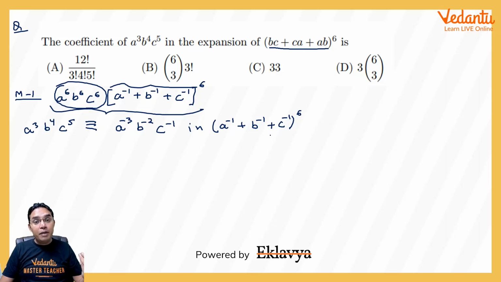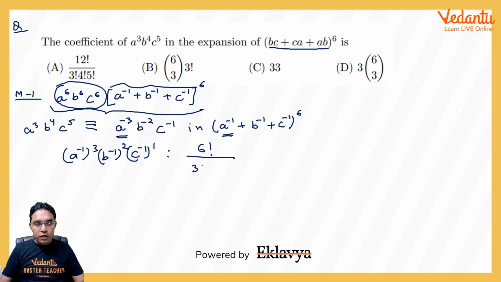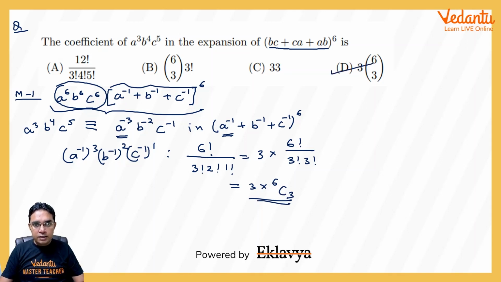This is the concept based on the multinomial theorem, where we have to find the coefficient of a power minus 3, which I can take as (a power minus 1) whole power 3. Similarly, b power minus 2 can be taken as (b power minus 1) whole raised to the power 2, and (c power minus 1) whole raised to the power 1. So the required coefficient would be 6 factorial upon 3 factorial, 2 factorial, 1 factorial. If I multiply by 3 in numerator and denominator, it will become 3 into 6C3, and that is the answer. So the answer here would be D.